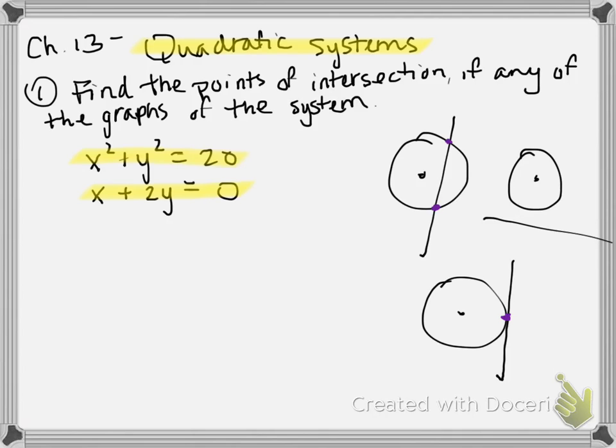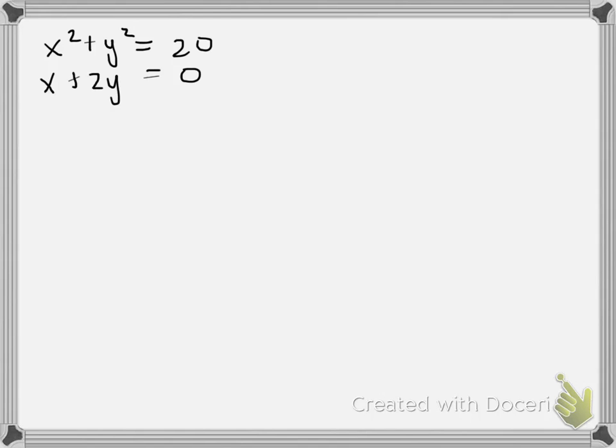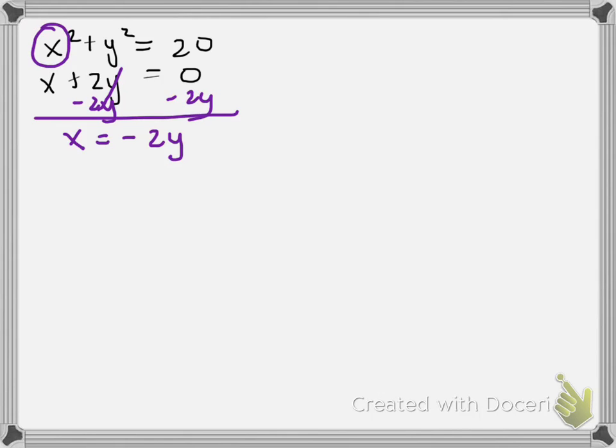So let's see what happens. I'm going to use substitution. What I'm going to do is take this equation here and solve for x. Subtract 2y, subtract 2y. I get x equals negative 2y.